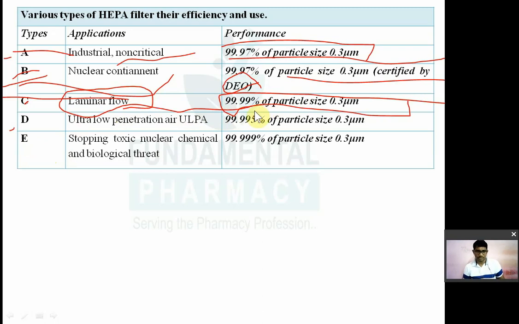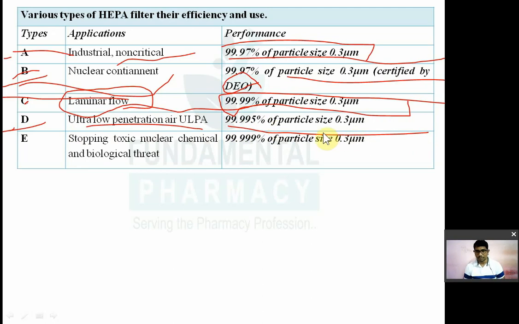Then next is the type D HEPA filters. They are known as ultra low penetration air, ULPA. Ultra low penetration air. So they are efficient in removing 99.995% of particle size of 0.3 micron.